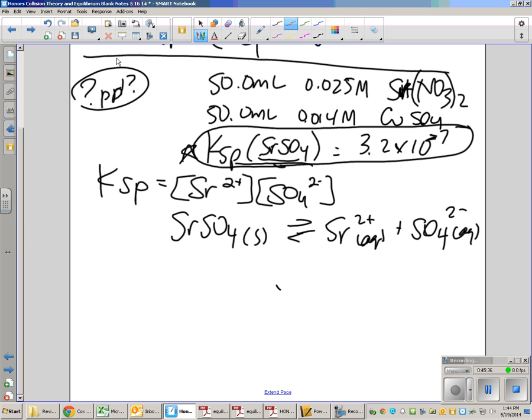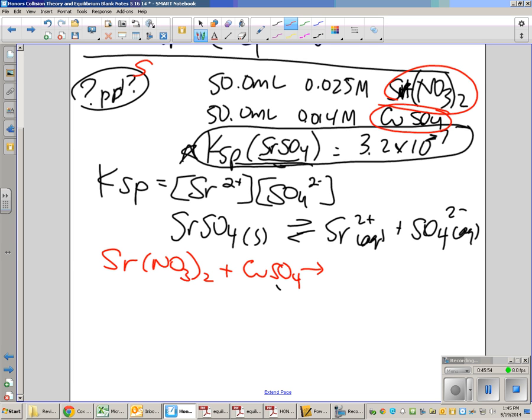How do we form this strontium sulfate product? We put strontium nitrate and copper(II) sulfate together. What's that BCE? Yes, I'm going to write it. I guess I'll write it here. Sr(NO3)2 plus CuSO4 yields SrSO4 and Cu(NO3)2, and that 2 balances that one, we're good.